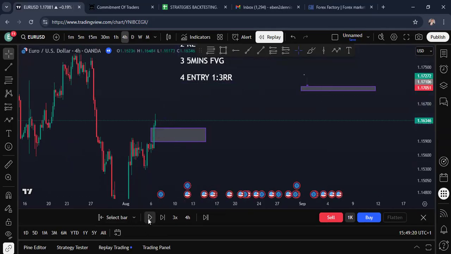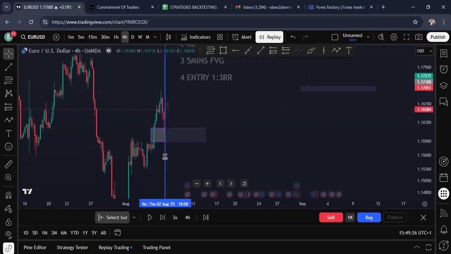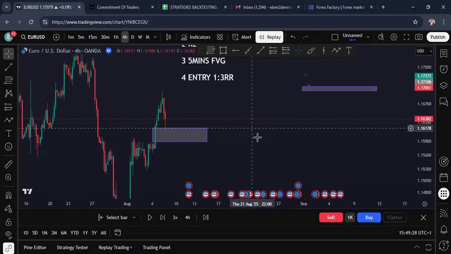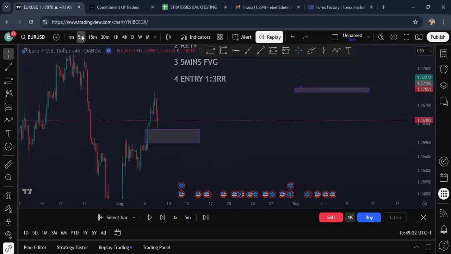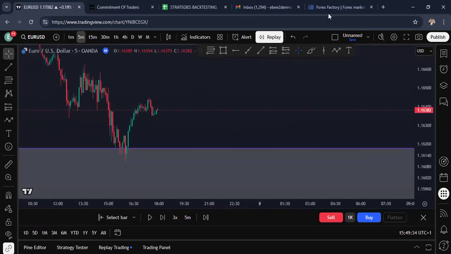Okay. So let's play the market and wait for the retracement. So price went all the way up and came back. You can see it came back at this point. Price came back at this point and tested the FVG. So we can go to the 5 minutes now and look for a buy entry.